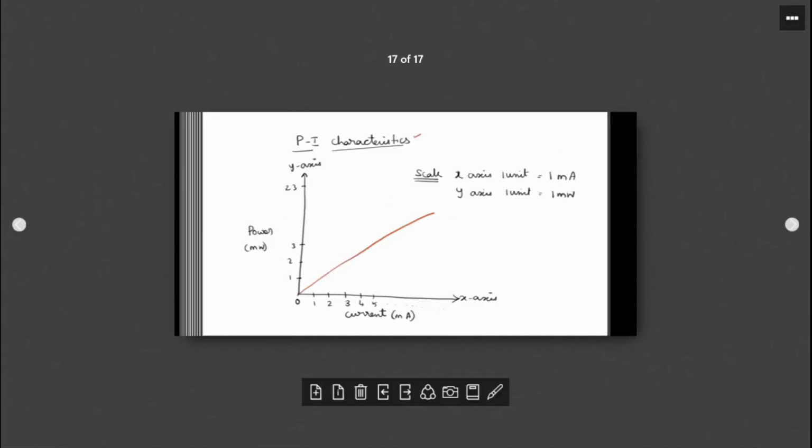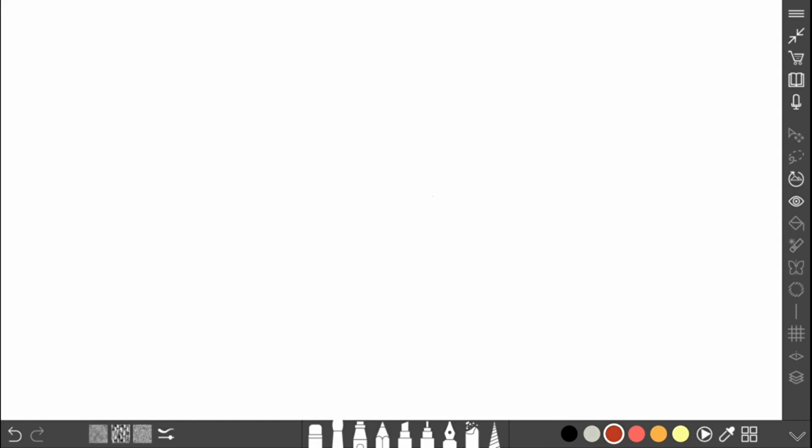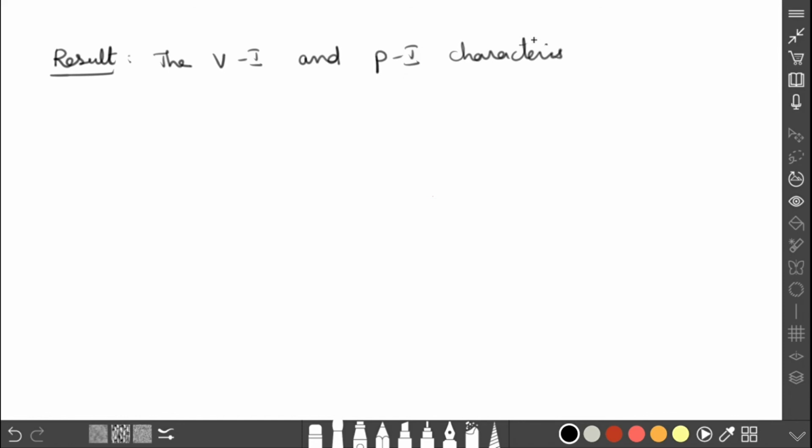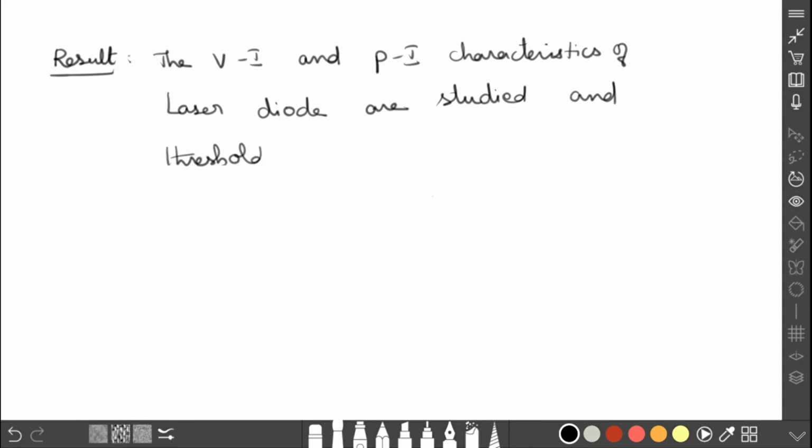So now we have to write the result. So how to write the result? The same aim should be written over here. The VI and PI characteristics of laser diode are studied, and threshold voltage is equal to, how much we observed, 1.75 volt. This is the result.